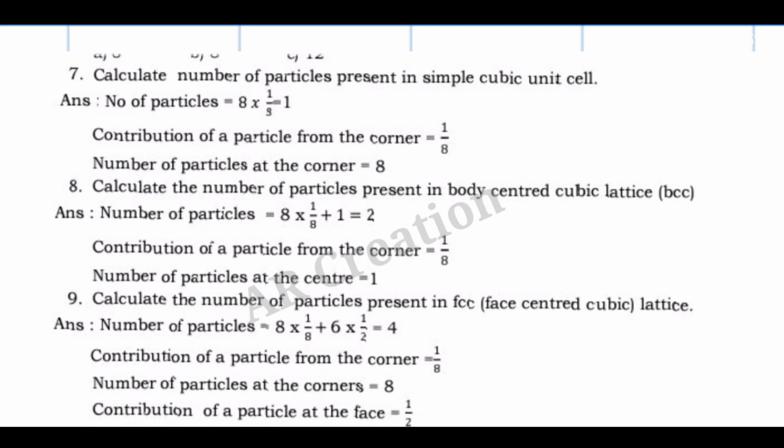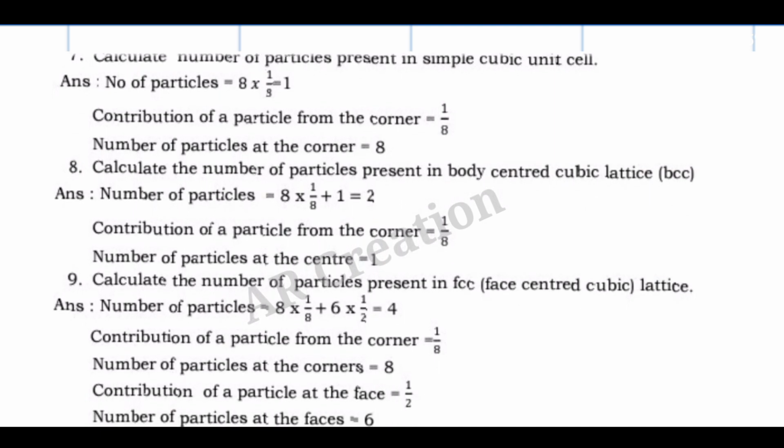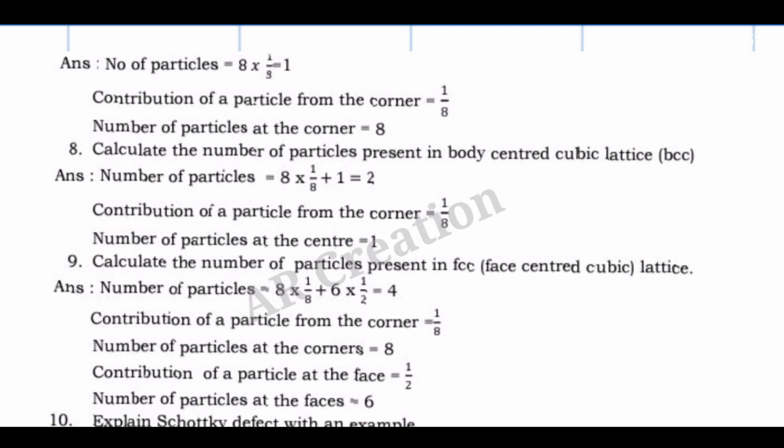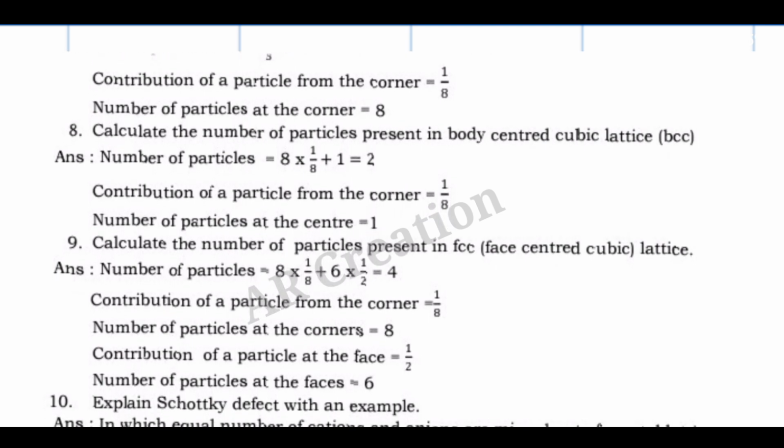Next question. Calculate the number of particles present in body-centered cubic lattice, BCC. Answer: Number of particles = 8 × 1/8 + 1 = 2. 1/8 is the contribution of a particle from the corner, and 1 is the number of particles at the center.